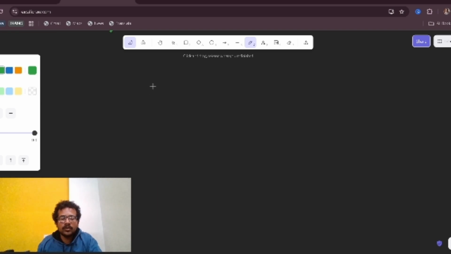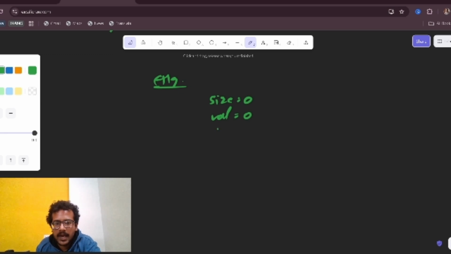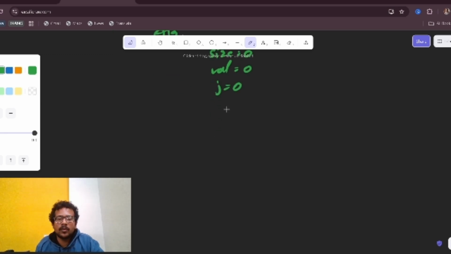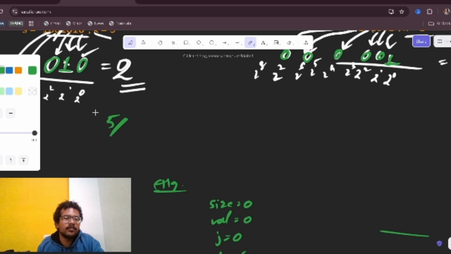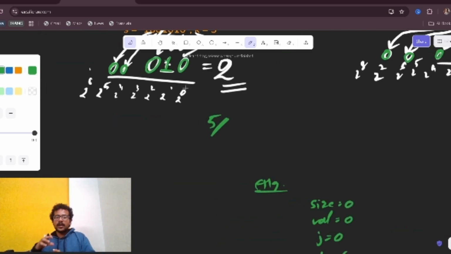Now, if I have to write the algorithm, I'll start with the size as 0, the value as 0, and j equal to 0. Now I will loop for i equal to s dot size minus 1 while i is greater than or equal to 0, i minus minus. So I'm going from the back. Why? Because I'm multiplying the zeros or ones with 2 power 0, 2 power 1 and so on. The j represents these powers.